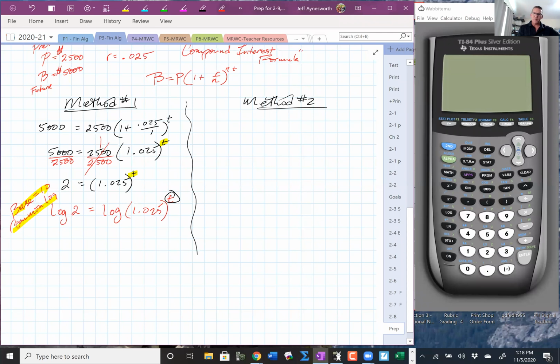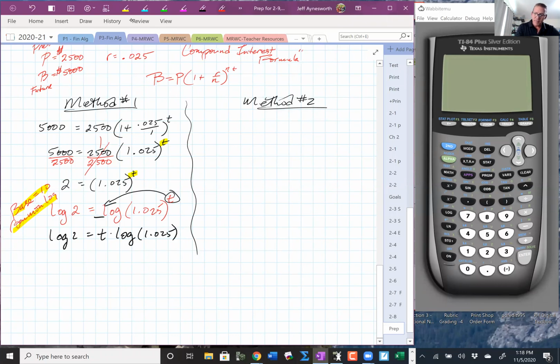Okay. You're right, Christian and Natty. Very good. It shifts to the front of the log. So it shifts right in front. So I'm going to rewrite this expression as log of 2. Notice how I'm saying this now. You guys should be talking to yourself on the other side of the computer here. Log of 2. That's how you say it. Log of 2 is equal to t times this log of 1.025.